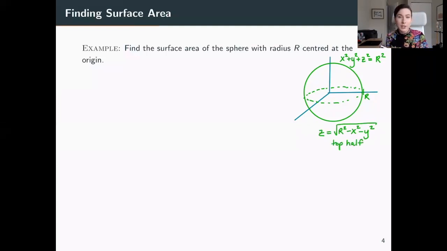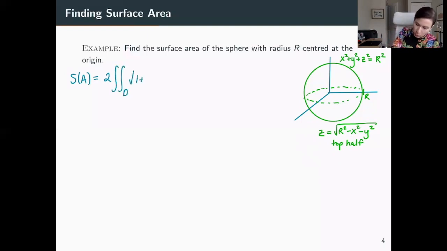So if we want to find the surface area here, we're going to have that SA is going to be equal to 2 times the upper half. So here we're going to be integrating over some domain D. We'll figure out that in a bit. And we're going to take the square root of 1 plus the partial derivative with respect to x, all squared, plus the partial derivative with respect to y, again, all squared, and then taking this dA.